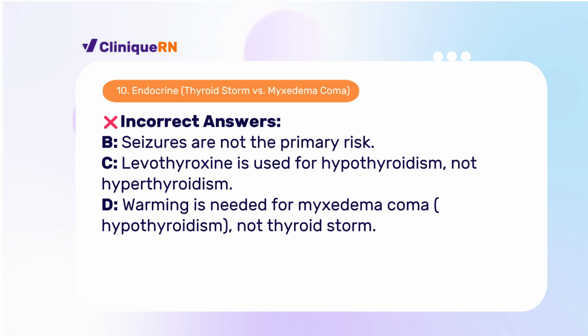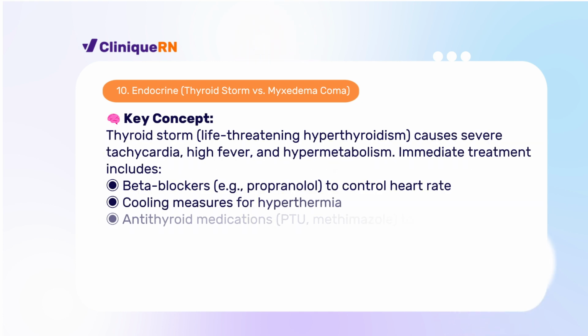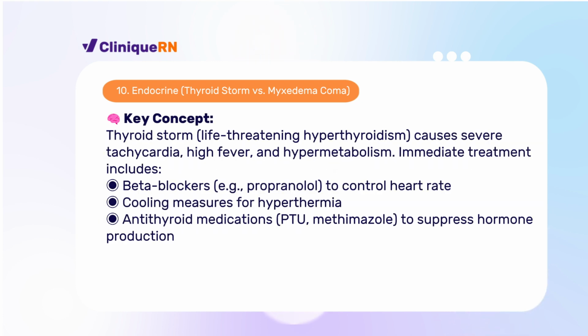C. Levothyroxine is used for hypothyroidism, not hyperthyroidism. D. Warming is needed for myxedema coma, hypothyroidism, not thyroid storm. Key concept: thyroid storm, life-threatening hyperthyroidism, causes severe tachycardia, high fever, and hypermetabolism.